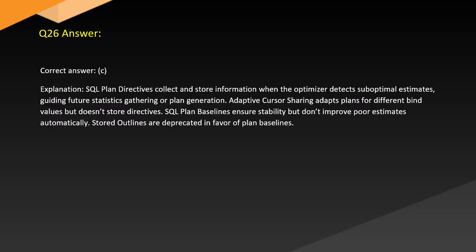Answer. Correct answer C. Explanation. SQL plan directives collect and store information when the optimizer detects suboptimal estimates, guiding future statistics gathering or plan generation. Adaptive cursor sharing adapts plans for different bind values but doesn't store directives. SQL plan baselines ensure stability but don't improve poor estimates automatically. Stored outlines are deprecated in favor of plan baselines.